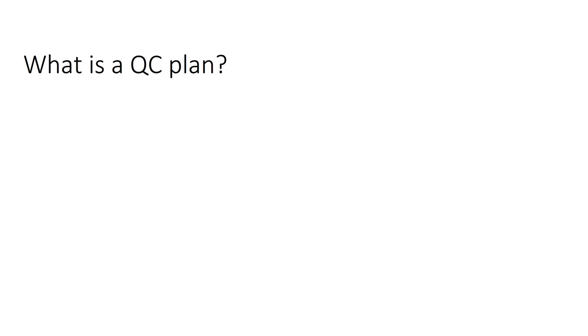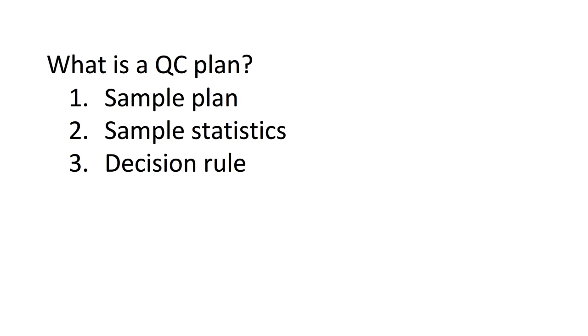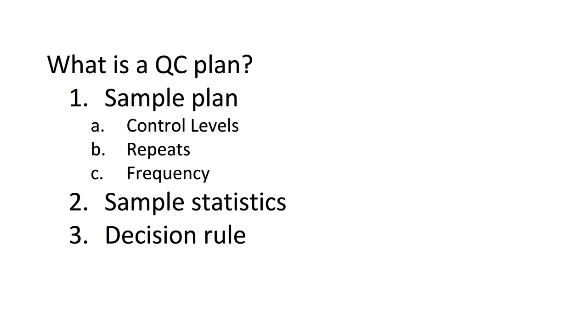I've used the term QC plan many times, but I haven't defined it. So what is a QC plan? So that's probably a good place to start. A QC plan has three major components. It has a sample plan, statistics that are calculated from the sample, and a decision rule. Altogether, these compose a QC plan or QC strategy. And remember, the objective of this plan is to detect a shift in the process should one occur.